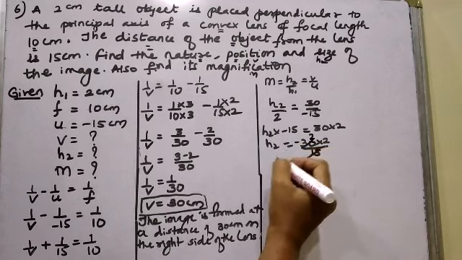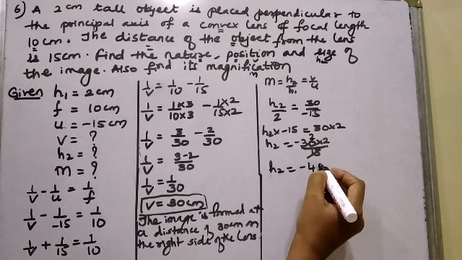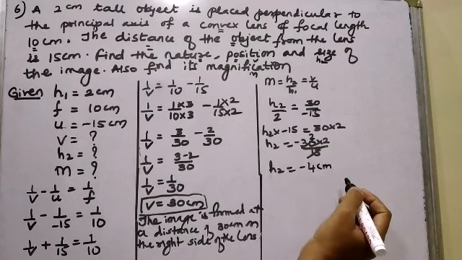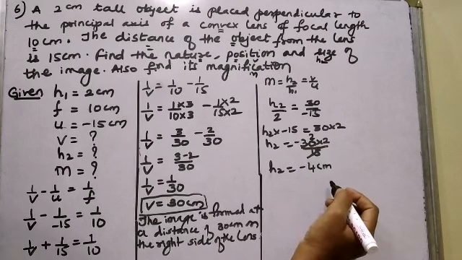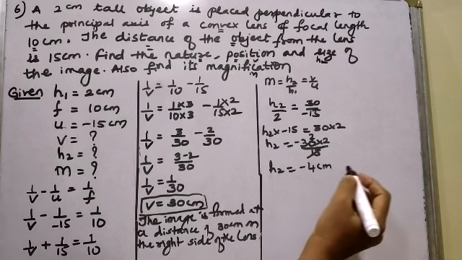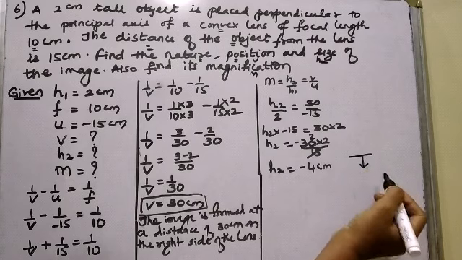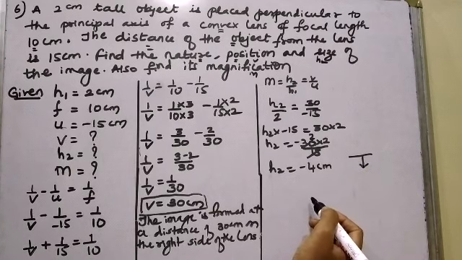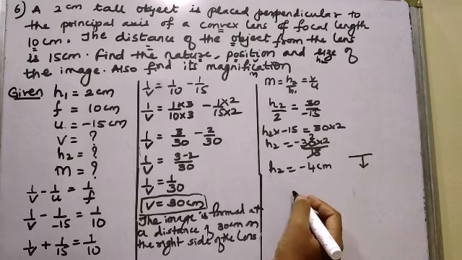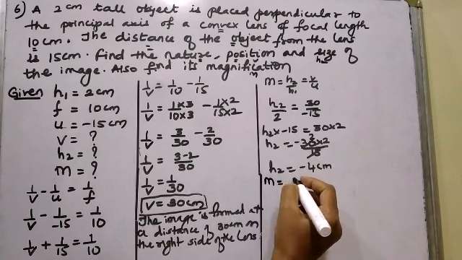So 15 2s are 30. So H2 is equal to 2 2s are 4, so minus 4. Height of the image is minus 4 centimeters. Now what does the negative sign indicate? The negative sign indicates that the image is formed below the principal axis. And if the image is formed below the principal axis, it means that the image will be real and inverted, isn't it? So the negative sign. Also we have to calculate the magnification. Okay, we'll write it after calculating the magnification.